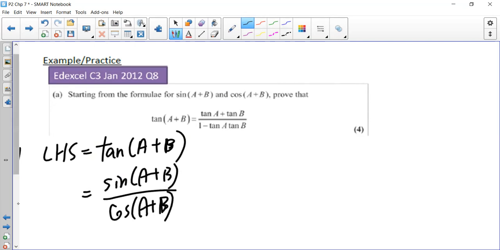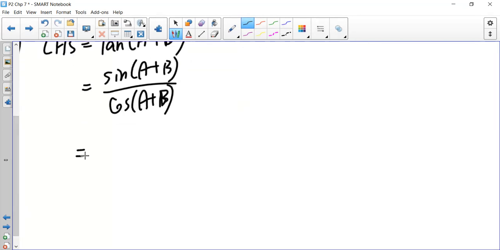Next, the question also tells you to use the formula for sin a plus b. Can you recall the formula without looking at the previous page? If you can, good job. If you can't, try to remember it, right? So sin(a + b) equals sin a cos b plus sin b cos a.